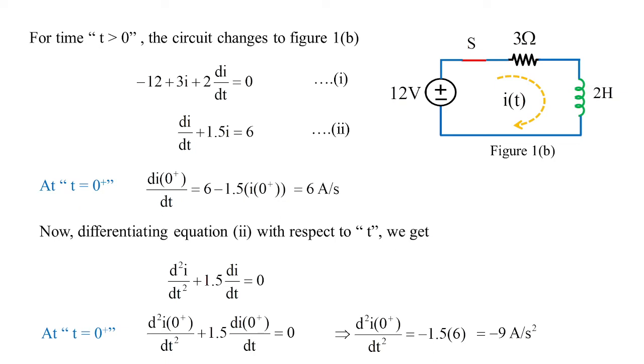So this is how we solve the transient RL circuit when it is switched across 12 volts.